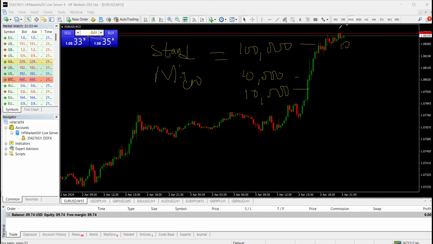That's the current price. So if you are buying right now, you're actually buying the euro at $1.08339. So you need $1.08339 to buy 1 euro. Now, if you type 0.1, just like this, which is mini, you are actually buying 10,000 units of euro. And then if you type 0.01, which majority of you use, you are actually buying 1,000 units.